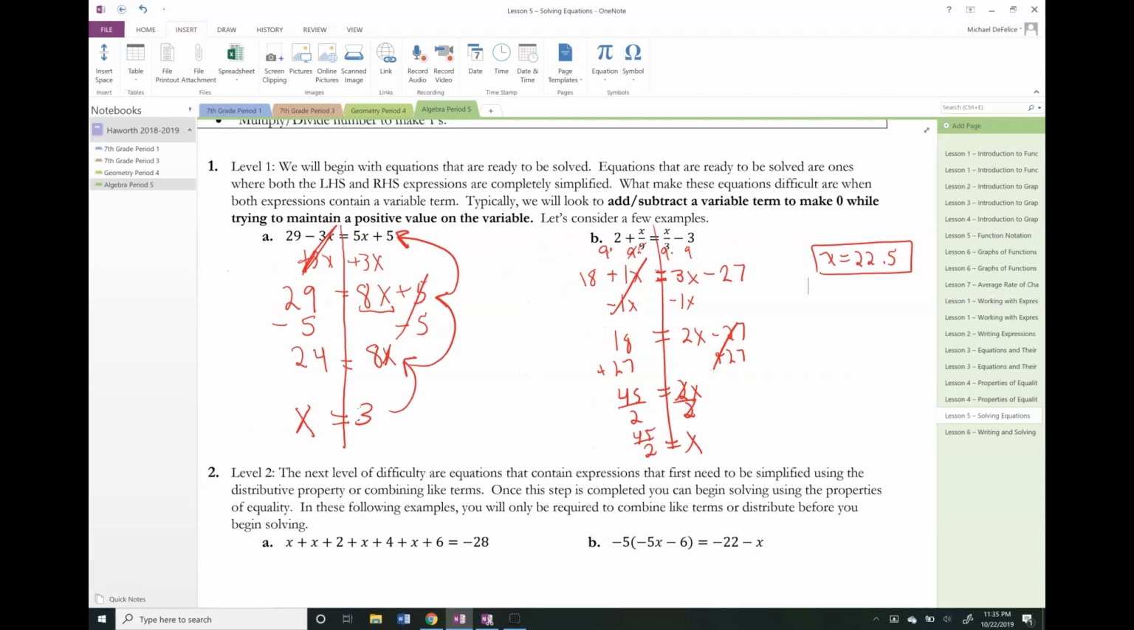Okay, so these are level 1 equations, and again, the reason why they're level 1 is because you can start solving them right away. You can go right into the properties of equality.